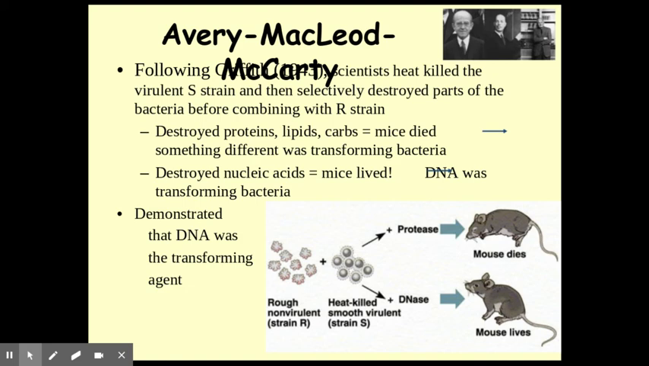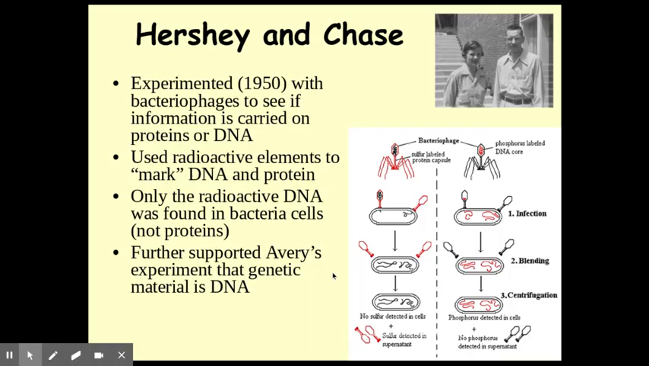So Avery, McLeod, and McCarty basically came along after Griffith, and they started looking at this S strand. And so they destroyed parts of the bacteria before combining it with the R strand. And then they sort of did the test to see what had happened. So the destroyed proteins, lipids, carbohydrates, the mouse died. Something had transformed that bacteria. But then he destroyed the nucleic acids, and the mouse lived. So the DNA was the transforming bacteria. It was what was causing that bacteria to act differently than was expected to act.